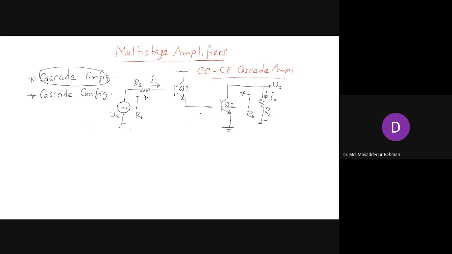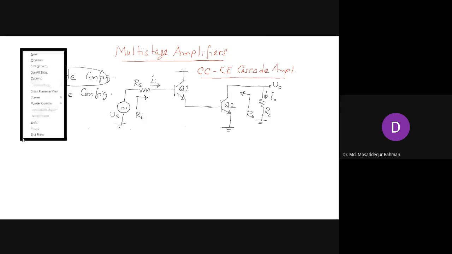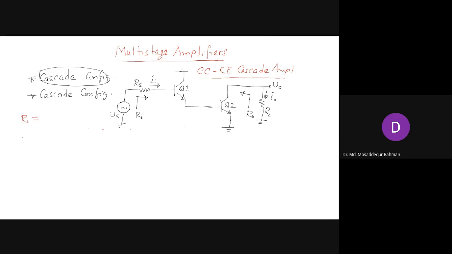Now we would like to determine the different circuit parameters here. So let's start with the input resistance and output resistance. Those are pretty straightforward. So what will be the input resistance Ri? Resistance looking from here between base and emitter is R pi 1 for transistor 1. And what is the resistance looking from this point? This is also R pi 2, but there will be a factor of beta plus 1.